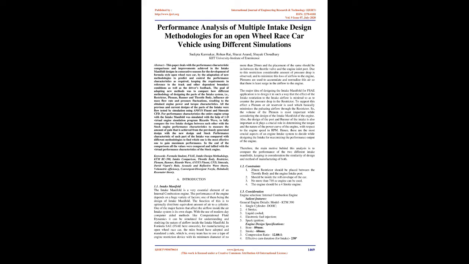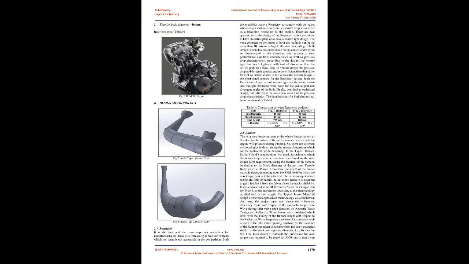airflow to the engine. The major idea of designing the intake manifold for FSAE application is to design it in such a way that the effect of the intake restriction to the intake airflow is minimal so as to counter the pressure drop in the restrictor. To support this effect, a plenum or air reservoir is used, which basically minimizes the pulsating airflow through the restrictor. So, the volume of the plenum is most important while considering the design of the intake manifold of the engine.